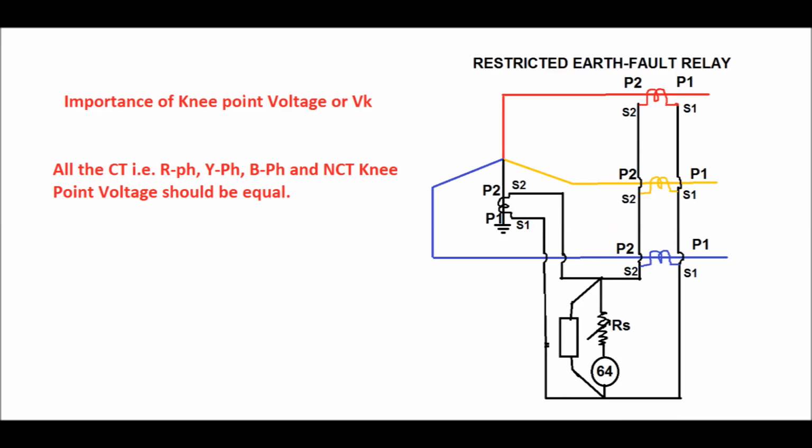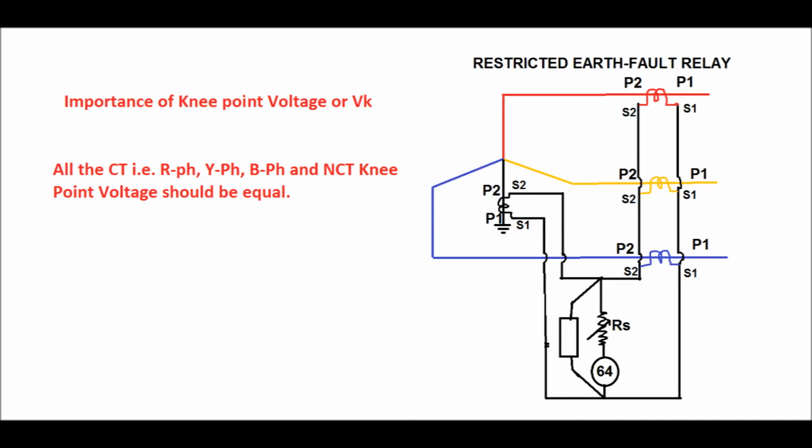So, the importance of knee point voltage for the protection system. First we will discuss the importance of knee point voltage for the restricted earth fault relay. The restricted earth fault relay for the star winding of the transformer has been shown in this figure. We already know the connection for the restricted earth fault relay: P1 shall be connected towards the bus side and P2 towards the transformer side for all phase CTs, and for the NCT, P1 shall be connected towards the earth side and P2 to the neutral point of the transformer.